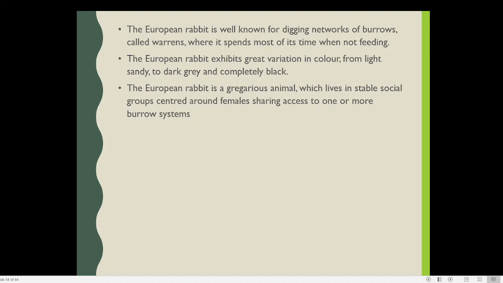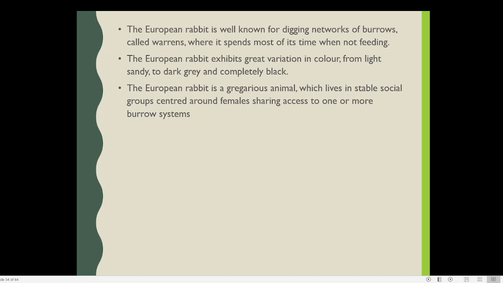So these animals, that is one important feature, live in a stable social group centered around females sharing access to one or more burrow systems, because most of the time this Oryctolagus will be living in these kinds of burrows, and usually the burrows are under the control of some dominant female member, and the society will therefore be centered around that particular female.